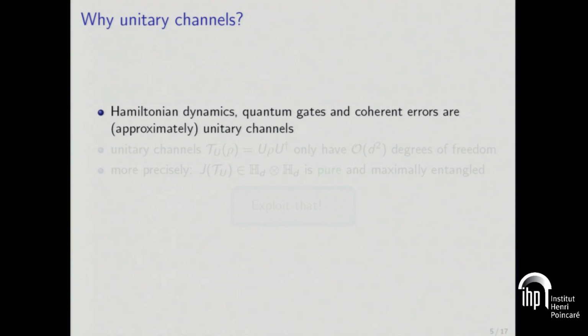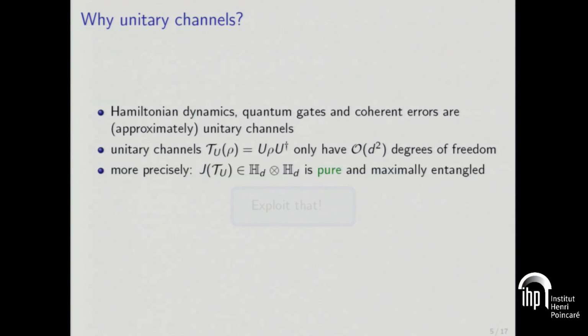But all these kinds of important problems are approximately unitary channels. So it's probably worthwhile to think about how we can reconstruct them efficiently. More pragmatically, unitary channels are the most extreme quantum channels there are, because a general quantum channel on a d-level system has d to the 4 degrees of freedom. A unitary channel only has d squared many. So the number of degrees of freedom a unitary channel has is much, much lower than a general channel.